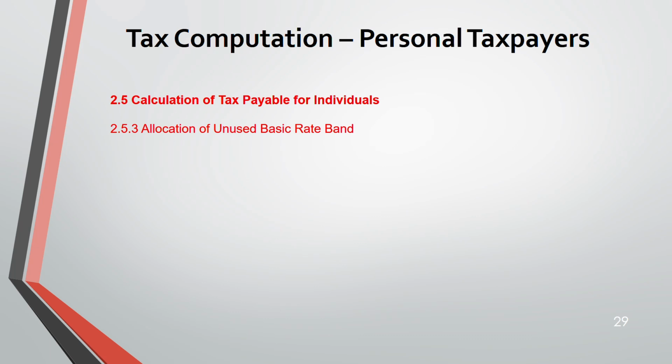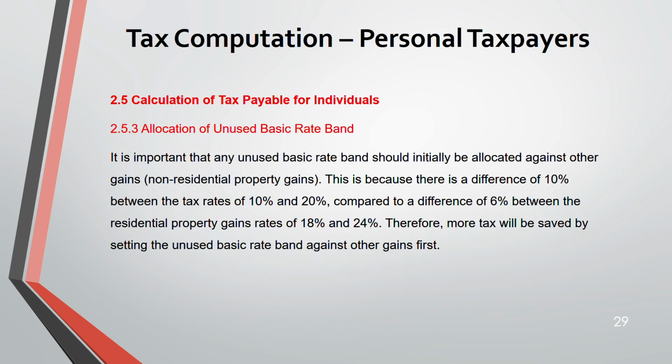Now, allocation of unused basic rate band. When we are allocating, it is important that this unused basic band is allocated first against non-residential property gain. Why? Because if you see the difference, it's 10 and 20. The difference between them is 10%. You can save 10% of tax. Whereas if you take residential, it's 18 and 24. The difference is only 6%. It's less. So if you set it against non-residential property, you are going to save more tax. So it's non-residential property first, then residential.